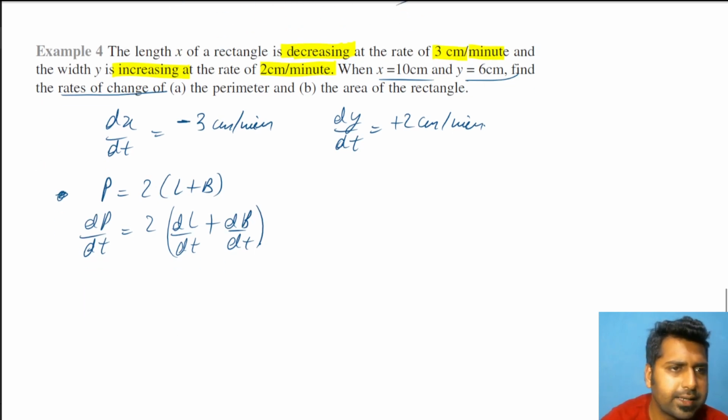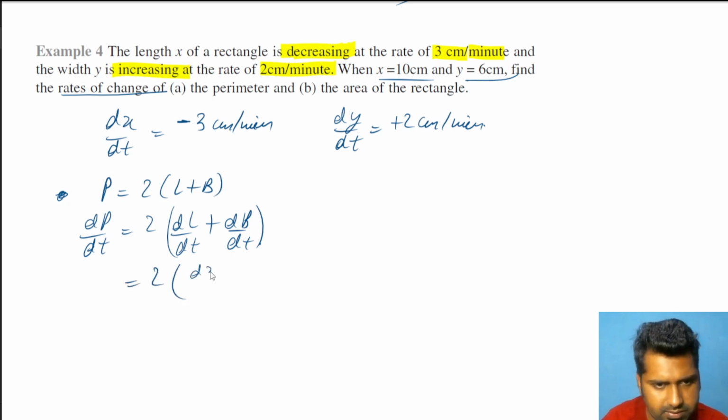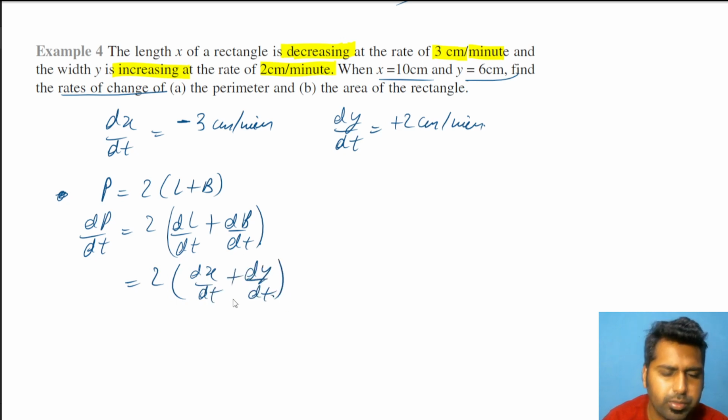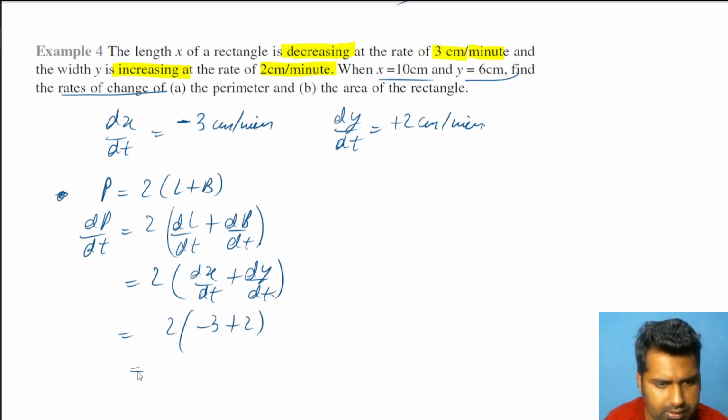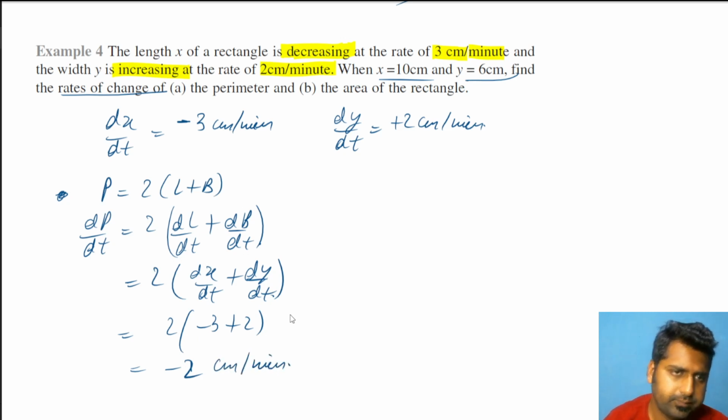Actually length and breadth were x and y, so you replace L and B with x and y. So 2 into what was the length, dx by dt, breadth was dy by dt, and we know the values. Now put down the values. 2 into minus 3 plus 2, so that's minus 2 effectively. So perimeter is actually decreasing at the rate of 2 centimeter per minute. Keep the unit same.